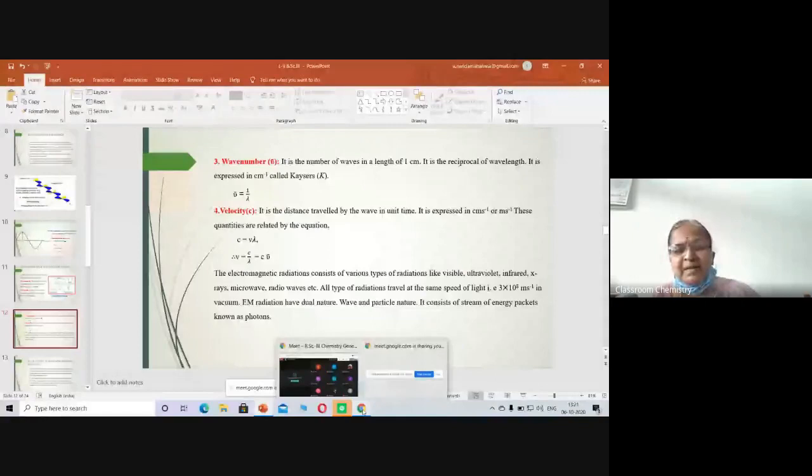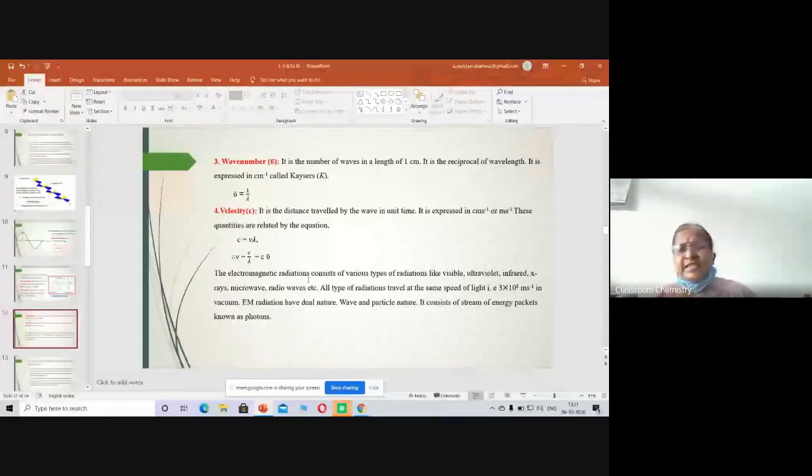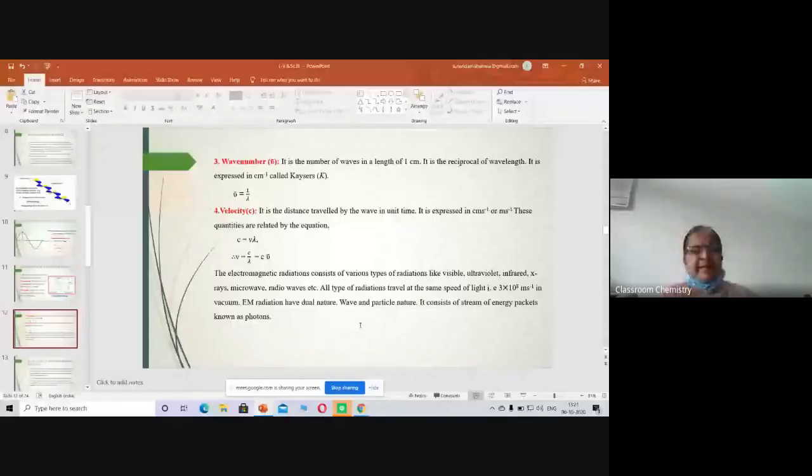And these three quantities are related by this equation. The electromagnetic radiations consist of various types of radiations like visible, ultraviolet, infrared, X-rays, microwave, radio waves, etc. All type of radiations travel at the same speed of light, that is 3 × 10⁸ meter per second in vacuum. Electromagnetic radiations have dual nature, wave nature as well as particle nature. It consists of the stream of energy packets known as the photons.